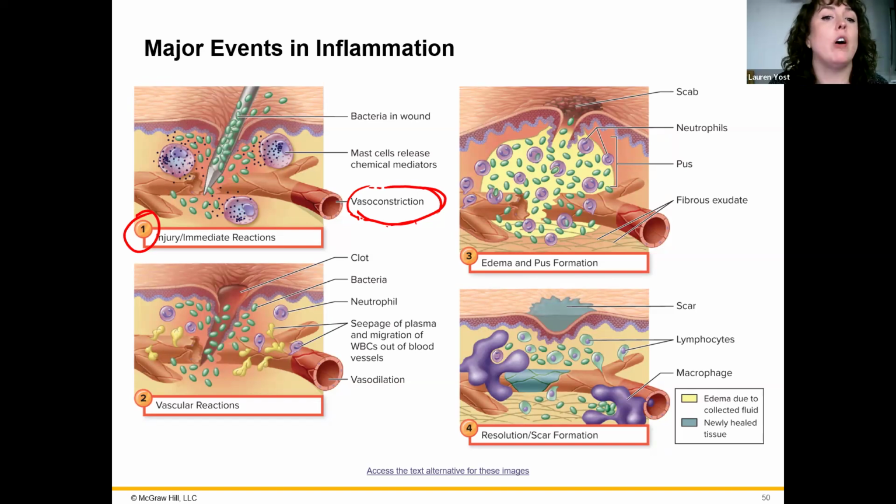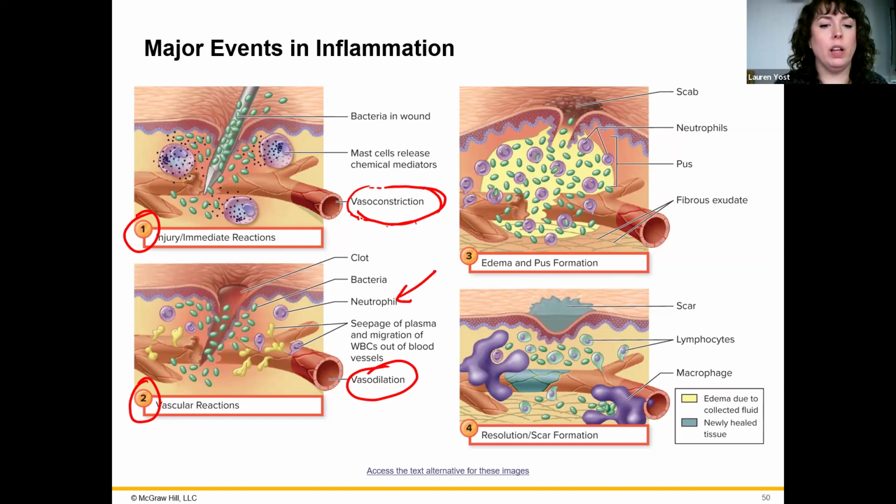Now that we have received all these signals and we're ready to go do our job because there's PAMPs out there and we need to kill these bad guys, we've been called to the site from those cytokines, those chemicals. Now we will have vasodilation. We will now have our neutrophils moving in. They're going to be the first ones there, and they're going to be the most ones there.